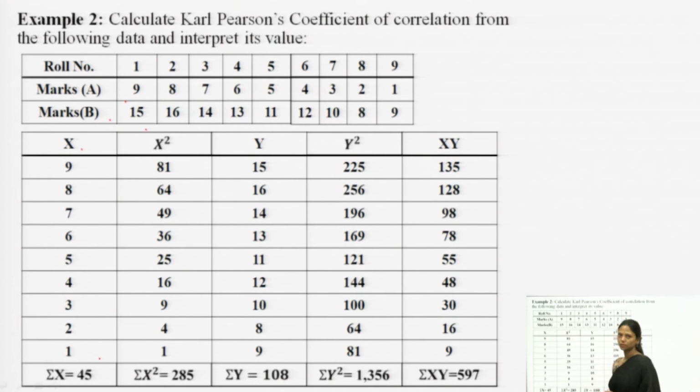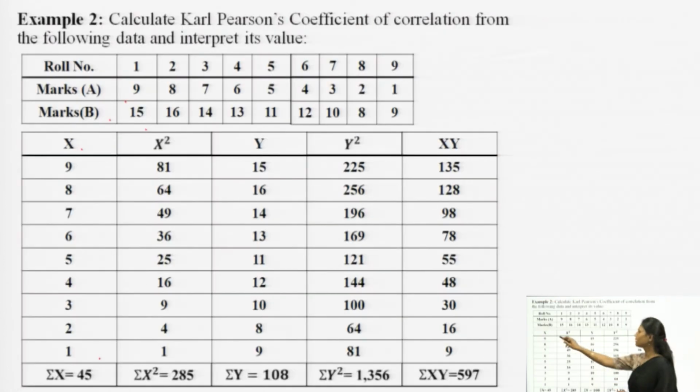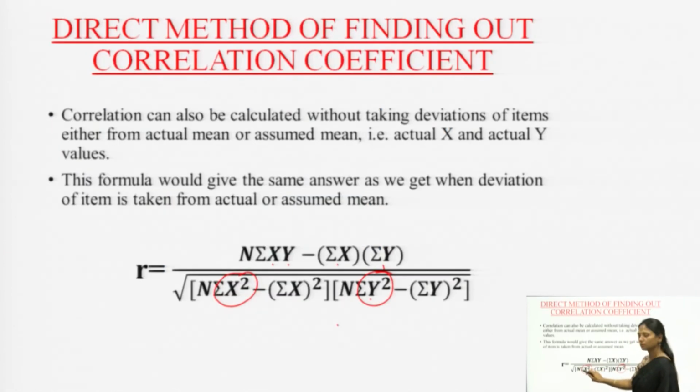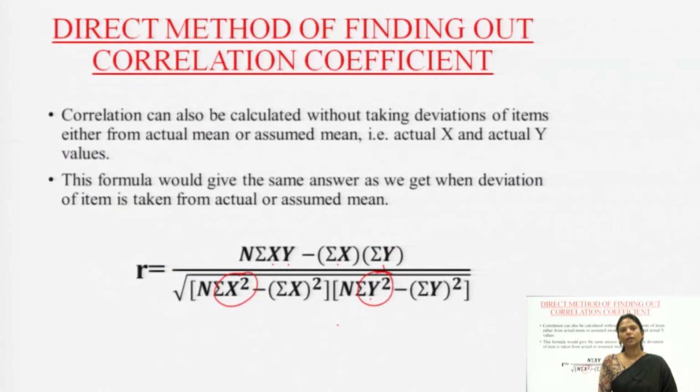Just square this x, as required by the formula. They are asking you for summation of x square and summation of y square. So what I am supposed to do first is square the x values which are given to me: 9 into 9 is 81, 8 into 8 is 64, 7 into 7 is 49 and so on. Since they are asking for summation, I will add all the values of x square and I will have 285. Along with this they are even asking for summation of x.